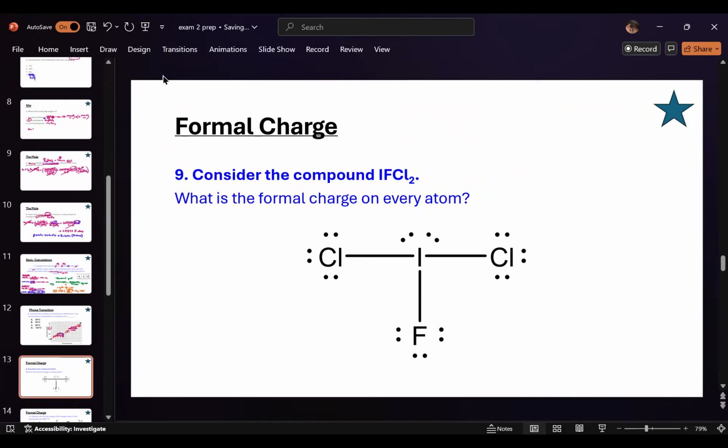Oh yeah, this compound. I crossed it out earlier, a bunch of slides ago, because I knew it would come up again. So this is saying formal charge. It's saying consider the compound IFCl2. What is the formal charge on every atom?